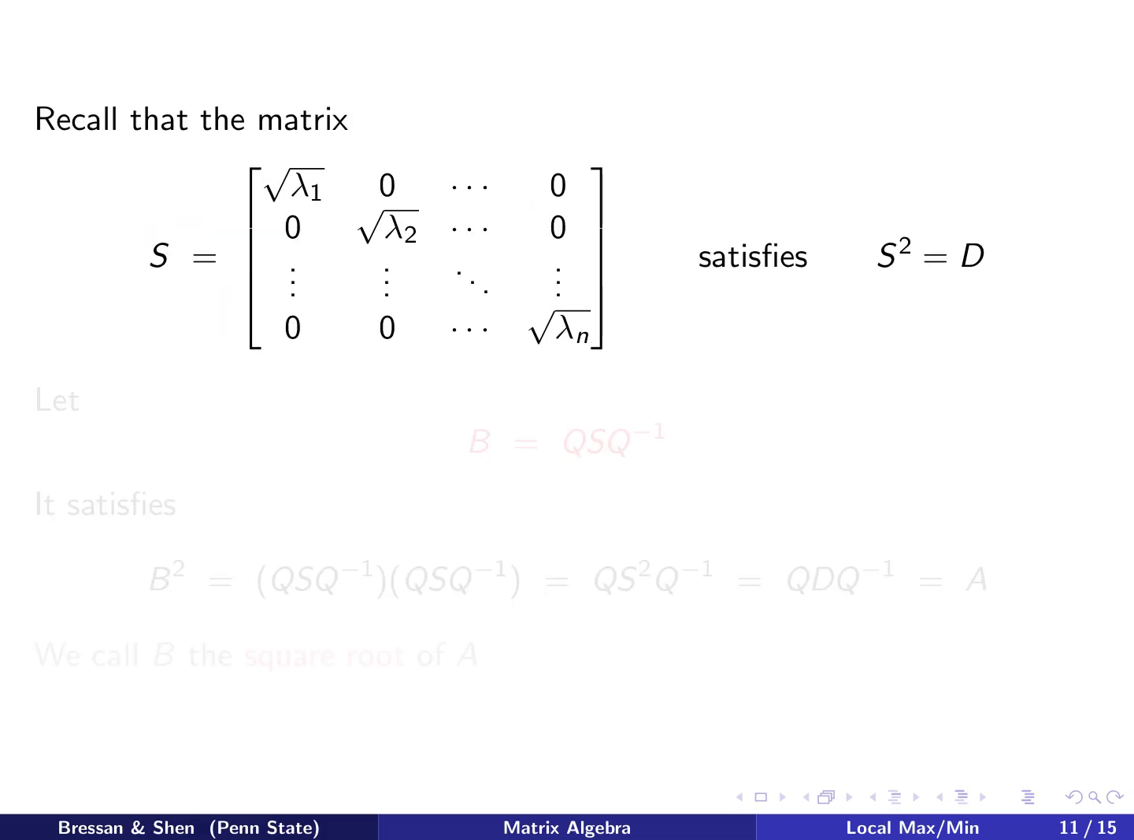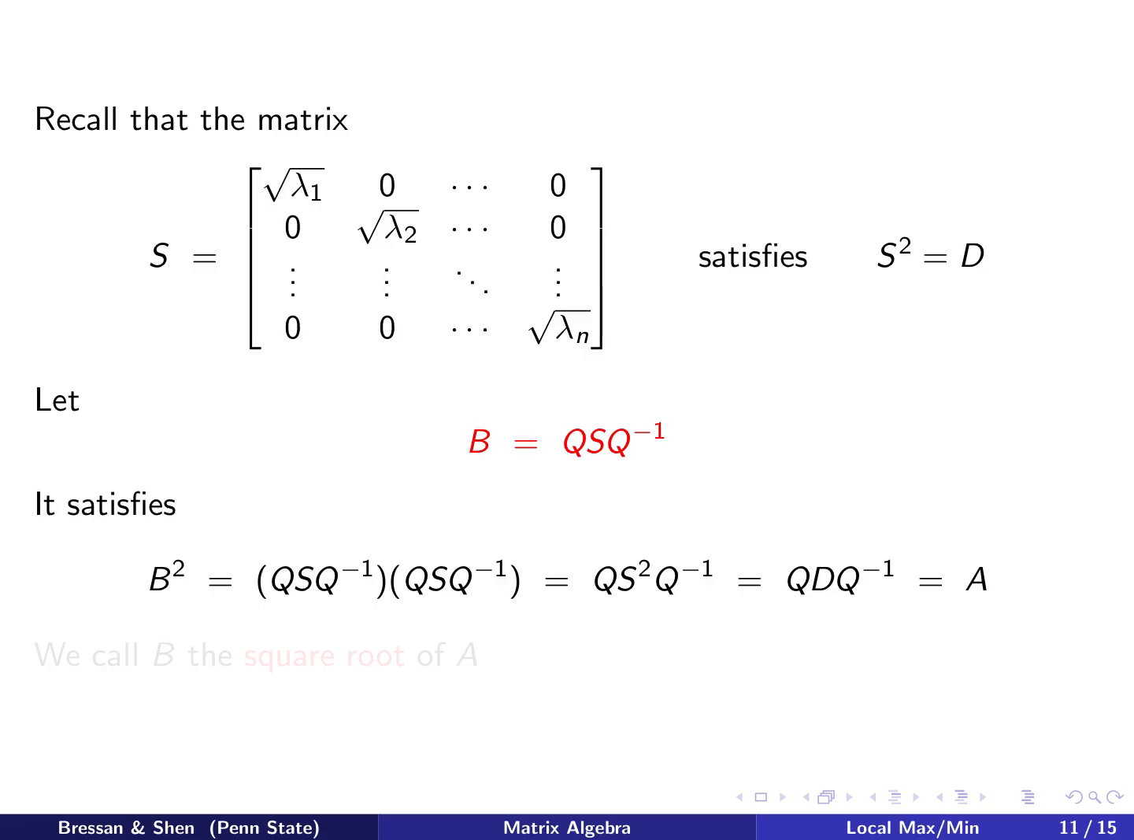Now recall that the matrix S, which carries the square root of lambda 1, square root of lambda 2, and square root of lambda n along the diagonal, satisfies the relation that S squared equals D. Now we define a matrix. We call it the matrix B, which is Q times S times Q inverse, where S is here, and the Q's are the matrix that diagonalize the A matrix. And then we want to verify if this B is a good candidate for the square root of A.